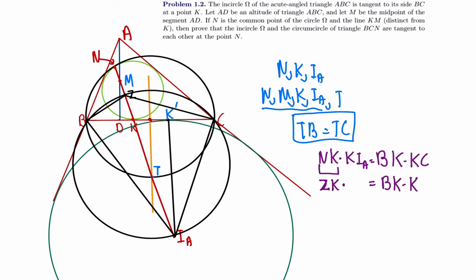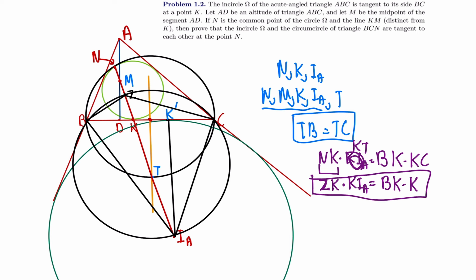So if we want to multiply K I_A, this should not be K I_A. We want to prove that NBTC is cyclic, so this should be KT. So we want to multiply KT by 2, and that would just be K I_A, because we have NK to ZK, so we need to multiply KT by 2. And so this is what we want to prove.